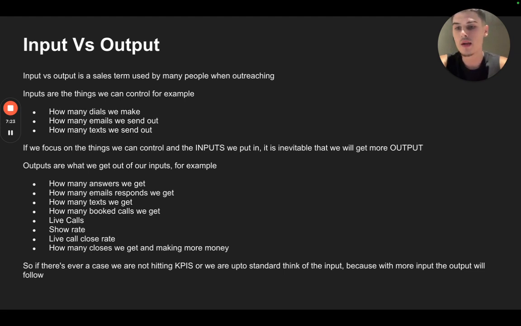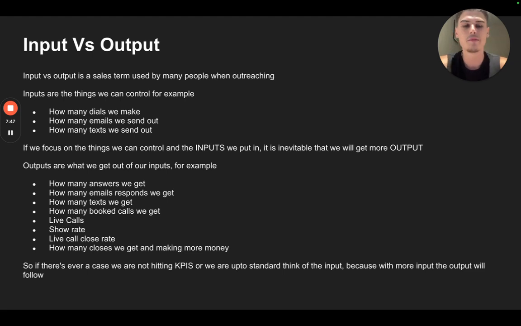Outputs are what we get out of our inputs. For example, how many answers we get, how many email responses we get, how many texts we get, how many booked calls we get, live calls, show rate, live call close rate, how many closes we get, and making more money. So if there's ever a case we're not hitting KPIs or we're not up to standard, think of the input, because with more input, the output will follow, right?